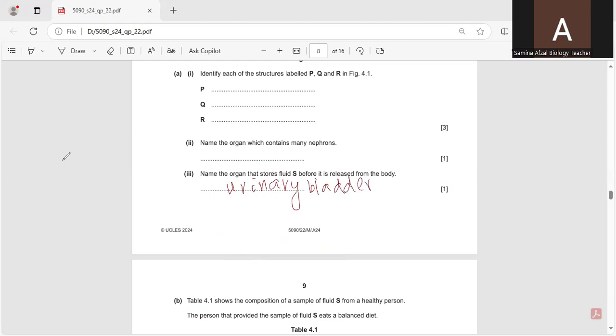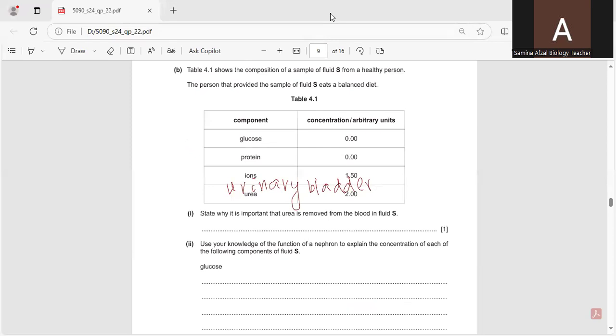So temporary storage takes place over here until it is filled with urine. Now the next question is, the table 4.1 shows the composition of a sample of fluid S from a healthy person. The person that provided the sample of fluid S eats a balanced diet. So glucose is 0%, protein is 0%, ions are 1.50, and urea is 2.